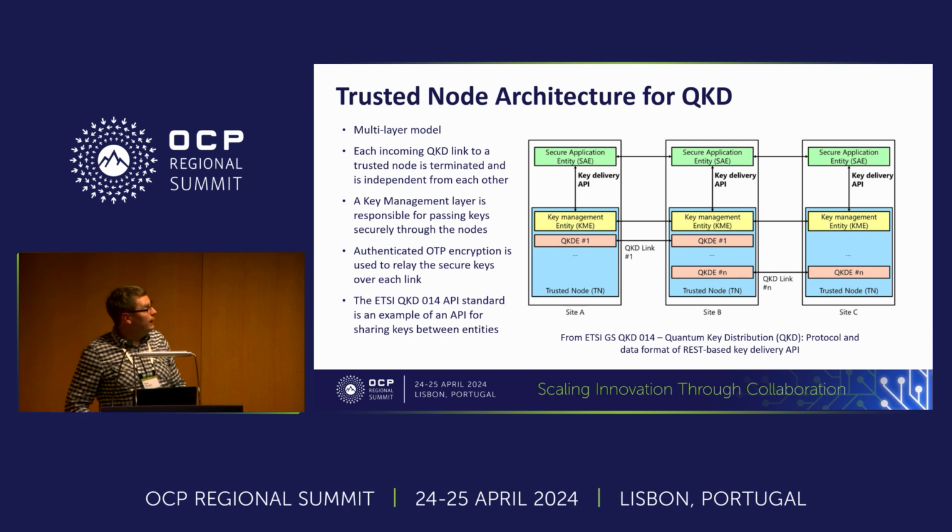Sitting on top of that QKD is the key management layer, which is responsible for securely relaying end-to-end keys through the network, and does that using one-time pad encryption to relay a key generated at a source site in the network to the required destination site. And it has to do this using authenticated one-time pad encryption so that we know we're talking to the right entities in this network. The key is decrypted classically at each trusted node before being re-encrypted with that authenticated one-time pad to be relayed onto the next node in the network.